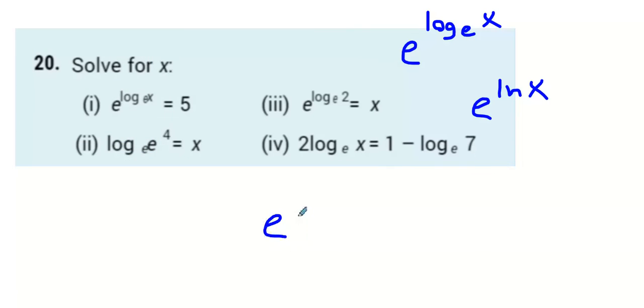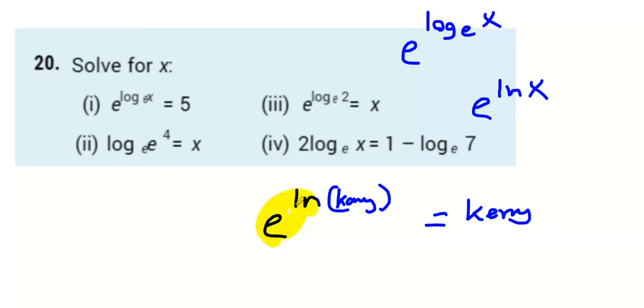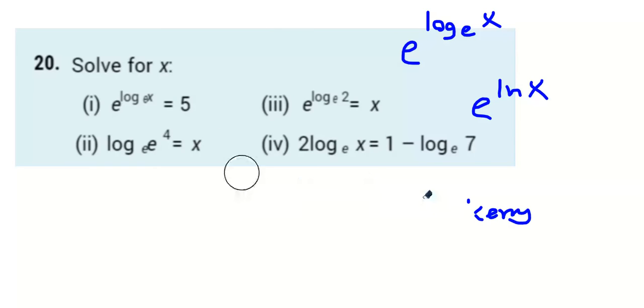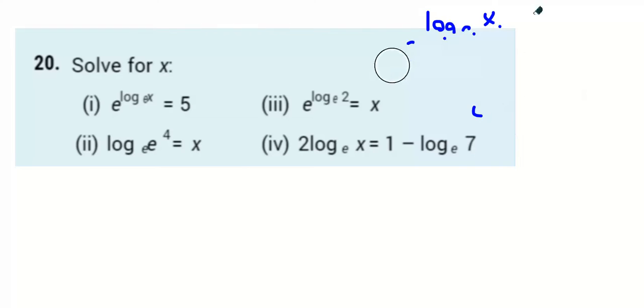So e to the power of ln of anything. e^(ln Kenny). What do you think the answer is? Kenny. The two of them in that combination actually undo each other. It's like an inverse, like multiplication and division. They undo each other. So if you're wondering how or why that happens, I'll show you now.